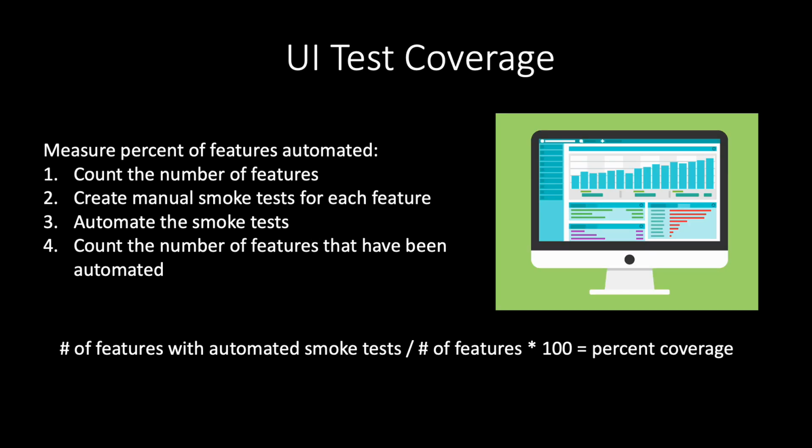When measuring UI test coverage, you should measure the percent of the features that have been automated. So count the number of features, create manual smoke tests for each feature, then automate those smoke tests, then count the number of features that have been automated. Number of features with automated smoke tests divided by number of features times 100 equals the percent coverage.